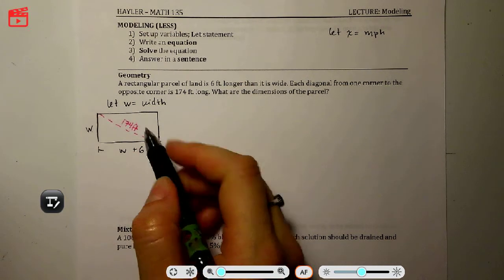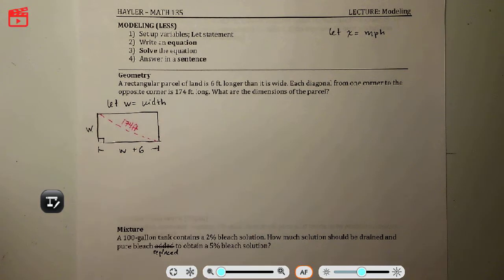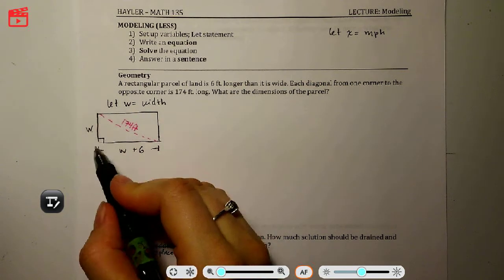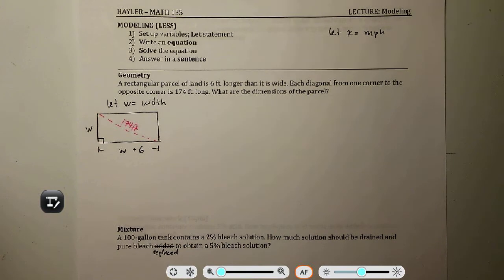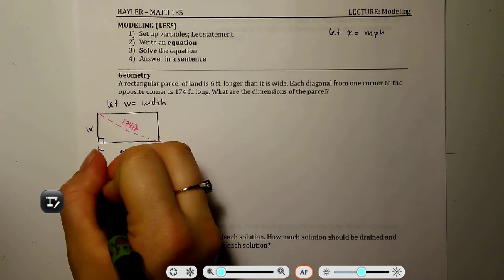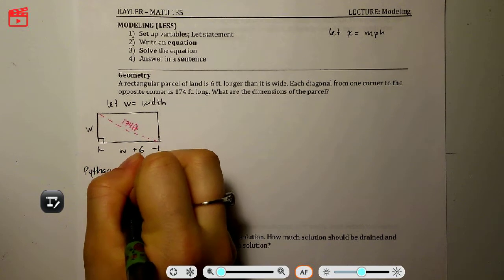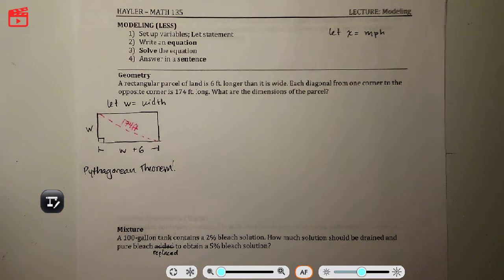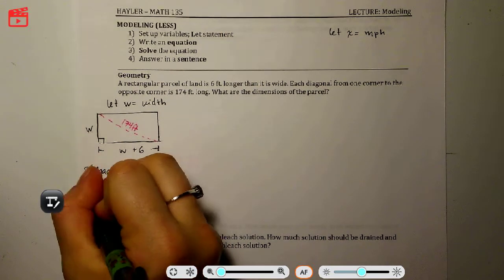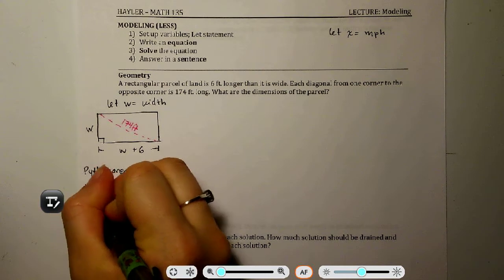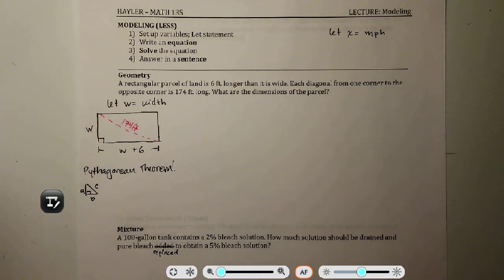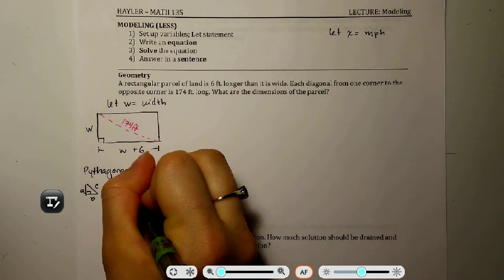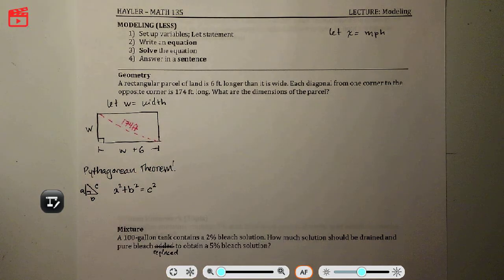Well, since this is a rectangle, I do know that that is a 90-degree angle right there. Which means this looks like a right triangle. Do we know any famous theorems with right triangles? I think one probably should pop to mind, Pythagorean Theorem. Yes, favorite one, the Pythagorean Theorem. Okay, this states that if you have a right triangle with sides A, B, and C, you can say a squared plus b squared should equal the hypotenuse squared.